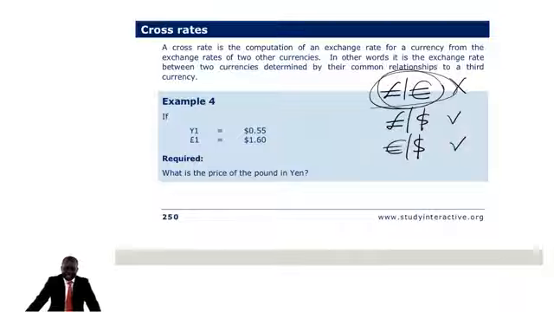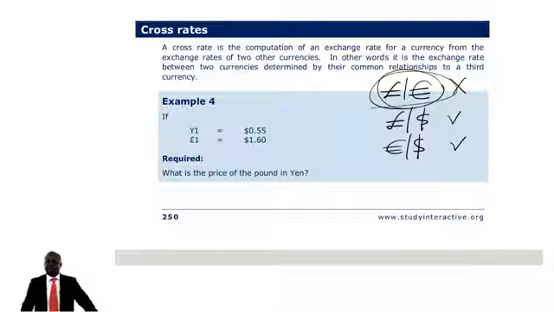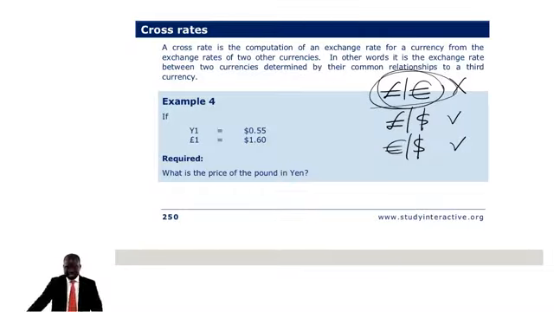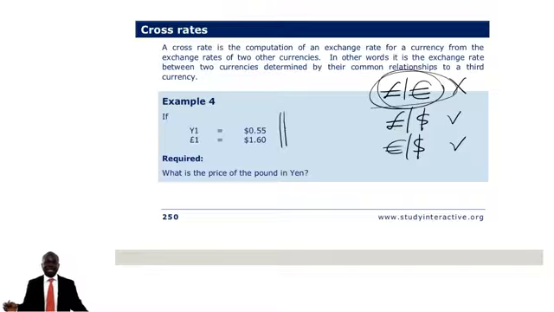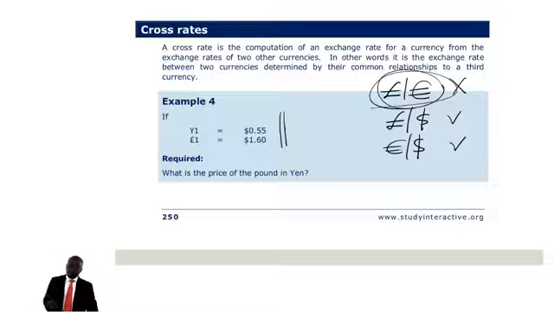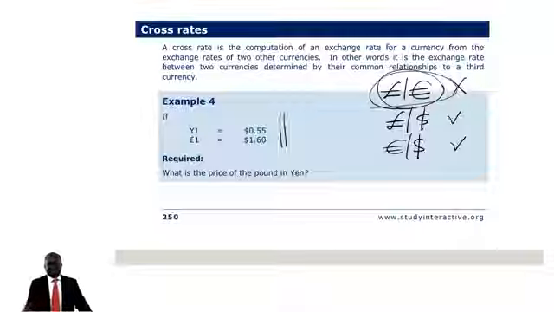If 1 yen is equal to $0.55 and 1 pound is equal to $1.6, what is the price of the pound in yen? So how much will be the exchange rate between the pound and the yen? That is what I'm looking for. But when I come here, they haven't given me the pound-yen exchange rate. As a result, it's my responsibility to bring it out.